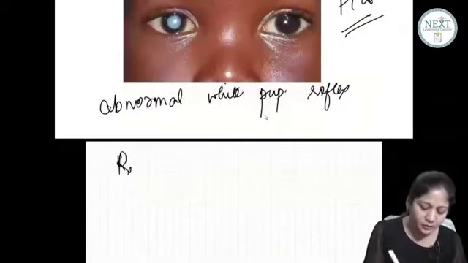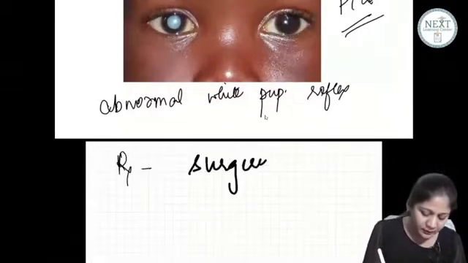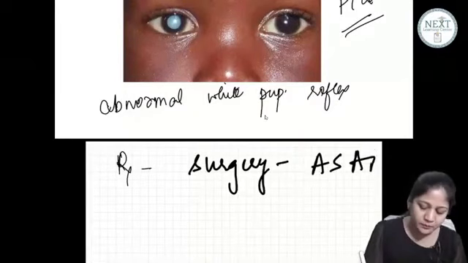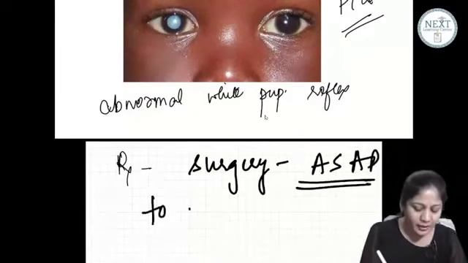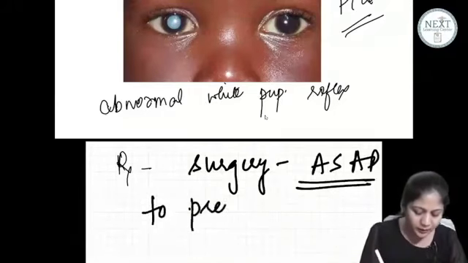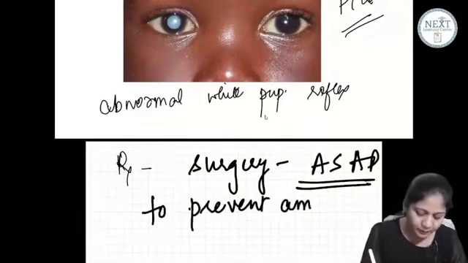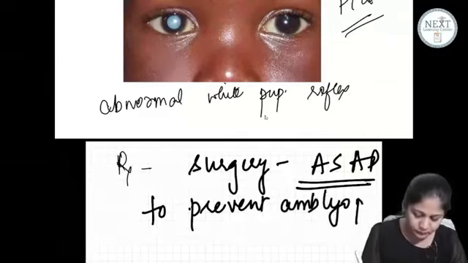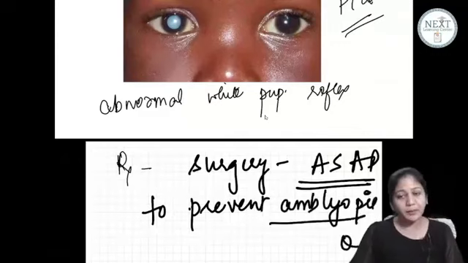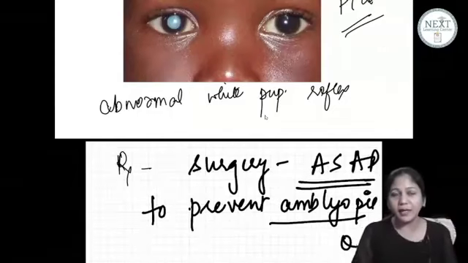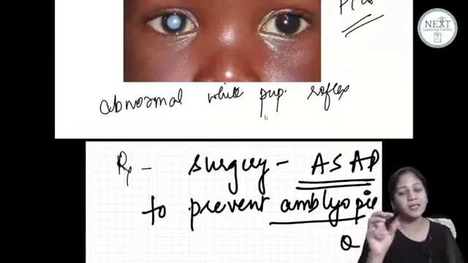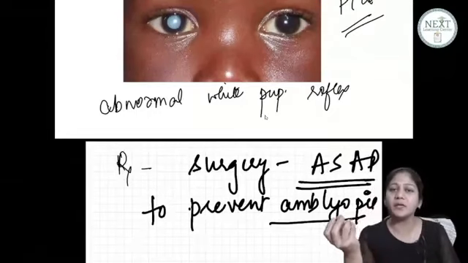So please write down, the treatment will be again a surgery, and surgery will be done as soon as possible. I'll explain later why as soon as possible. You just have to write down today, to prevent amblyopia. Okay. And this is a picture question, guys. I am sure you can see something different white, right? In the right eye you can see something abnormally white. That is the abnormal pupillary reflex because the baby has a cataract.